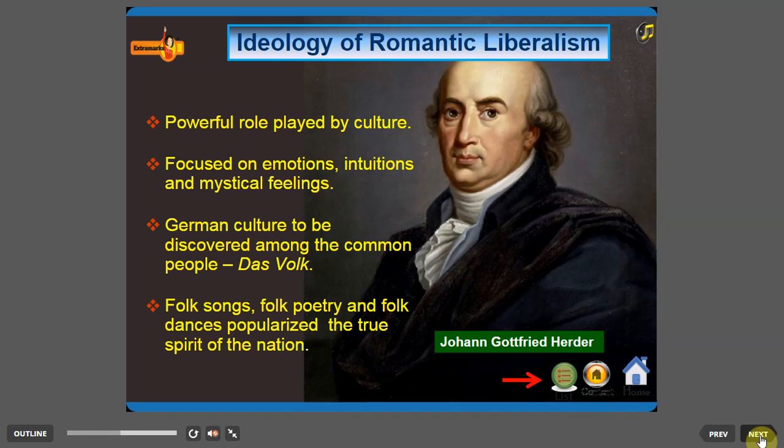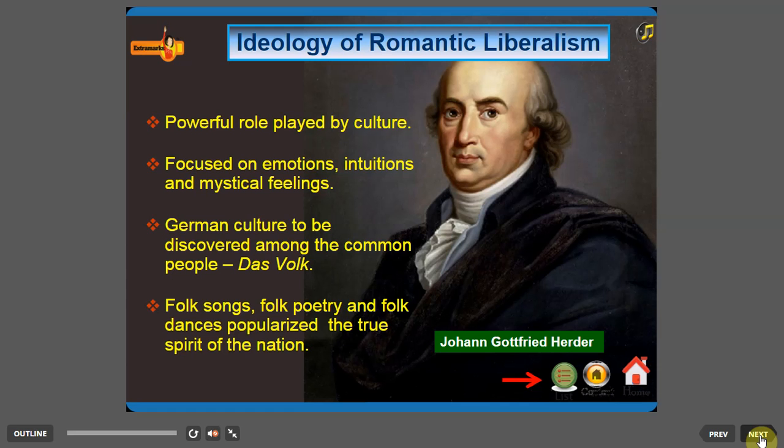Now, Romanticism. During the 19th century, everybody had realized that culture has played a very important role in creating nationalism, and this Romanticism focused on emotions, intuitions and mystic feelings.